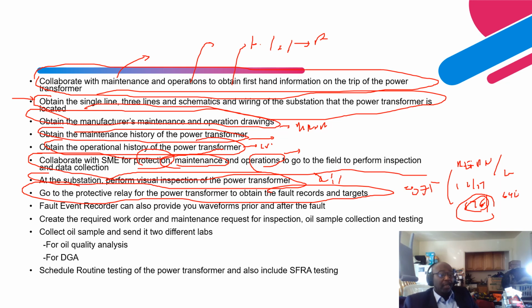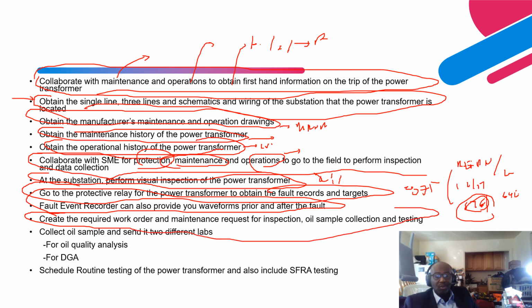Then most substations have a fault event recorder. So you go there to obtain all the waveforms and capture everything that you have in there. Then the next thing is you want to create a work order, a maintenance request, so that you can perform further inspections and oil sample collection and testing of the transformer. Very, very, very important.